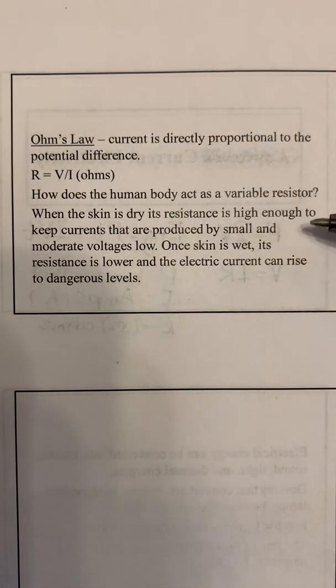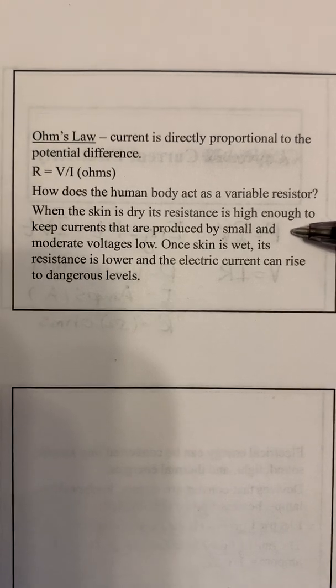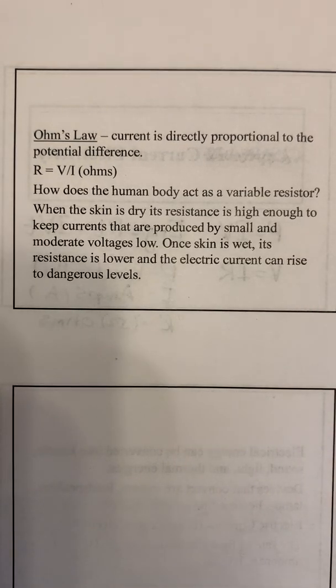How does a human body act as a variable resistor? Well, when the skin is dry, its resistance is high enough to keep currents that are produced by small to moderate voltages low. Once the skin is wet, its resistance is lower, and the electric current can rise to dangerous levels. So that's why you don't want to put your toaster in the bathwater with you.